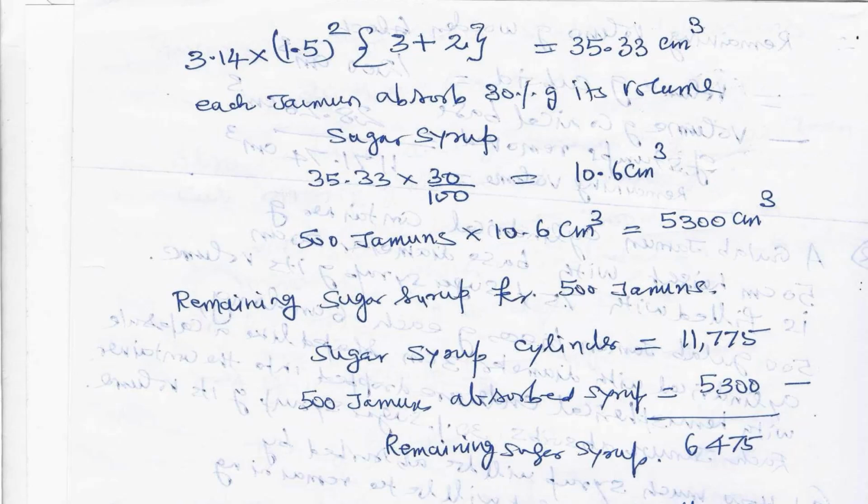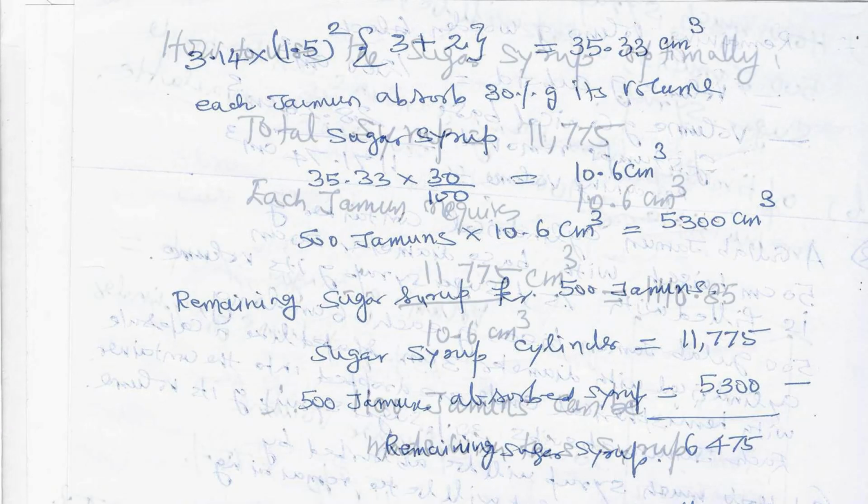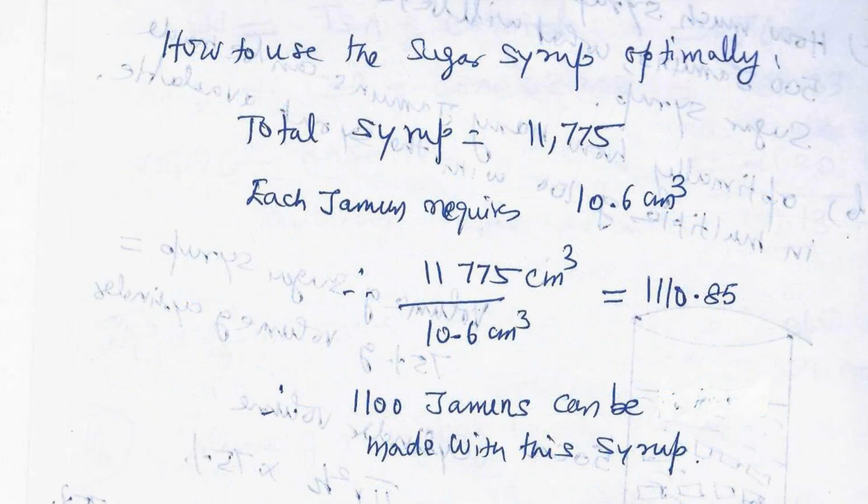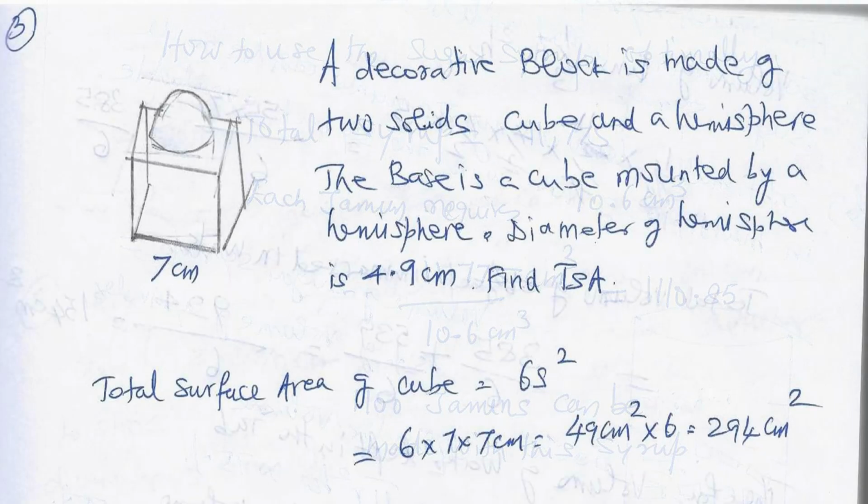How to use the sugar syrup optimally? Total sugar syrup contained in the container is 11,775 centimeter cube. Each jamun requires 10.6 centimeter cube of sugar syrup. So dividing 11,775 by 10.6 gives us 1110.85 jamuns. Therefore, roughly about 1100 jamuns can be made with this syrup.